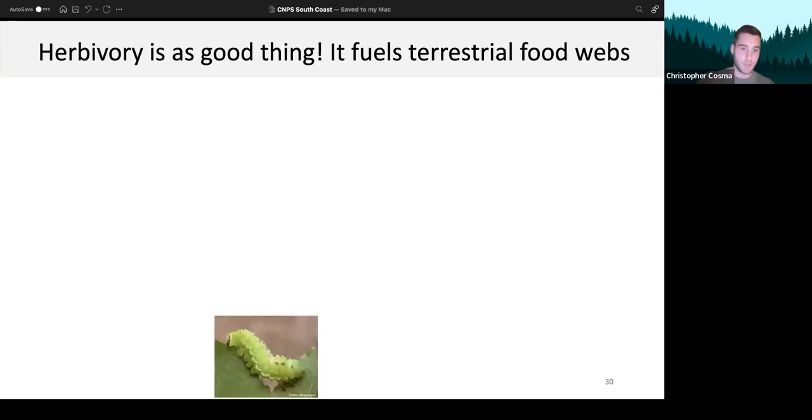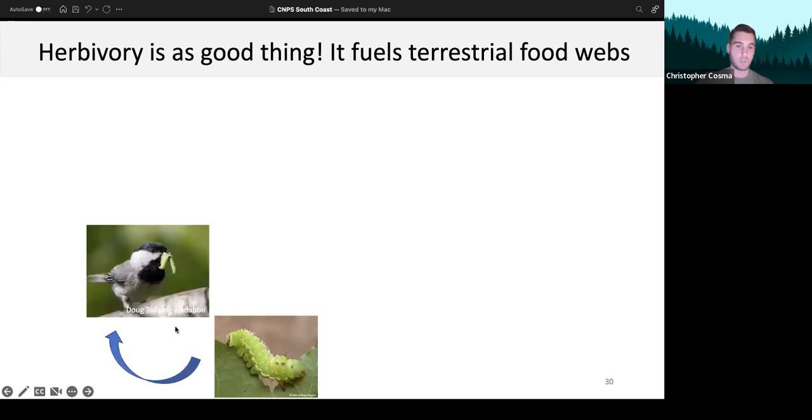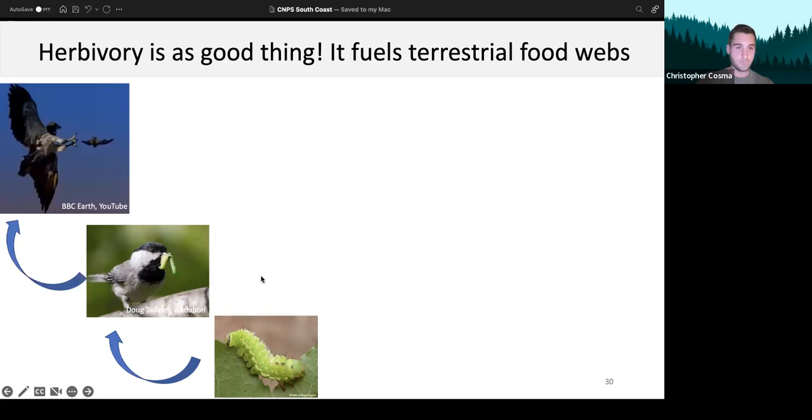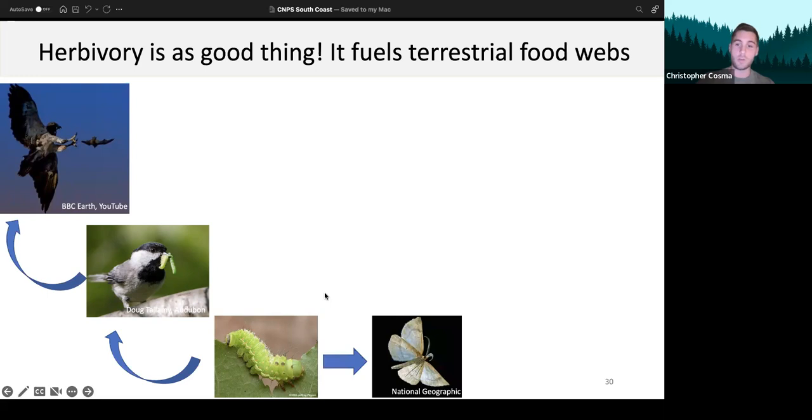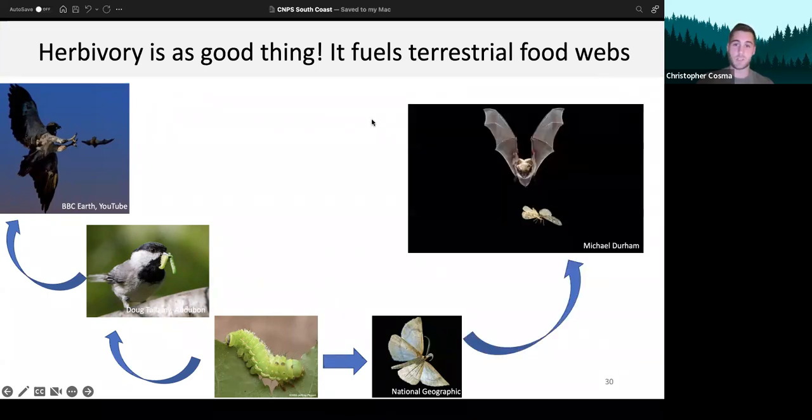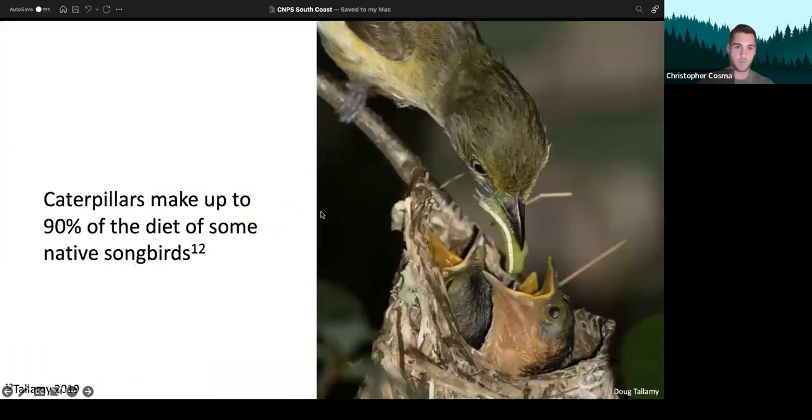And so we can look at our caterpillars here that are eating those plants, and we can follow that energy that starts with those plants, travels through those caterpillars to the animals that eat our caterpillars, like birds, and then also up the food chain to those higher level predators. But also our adult butterflies and moths are eaten by organisms as well, like bats. And so Lepidoptera really play a critical role in transferring this energy through food webs in our ecosystems.